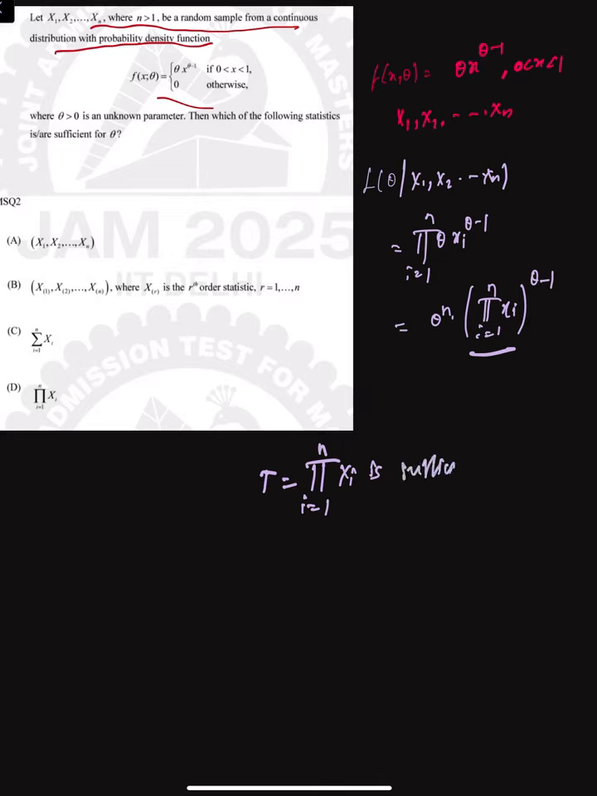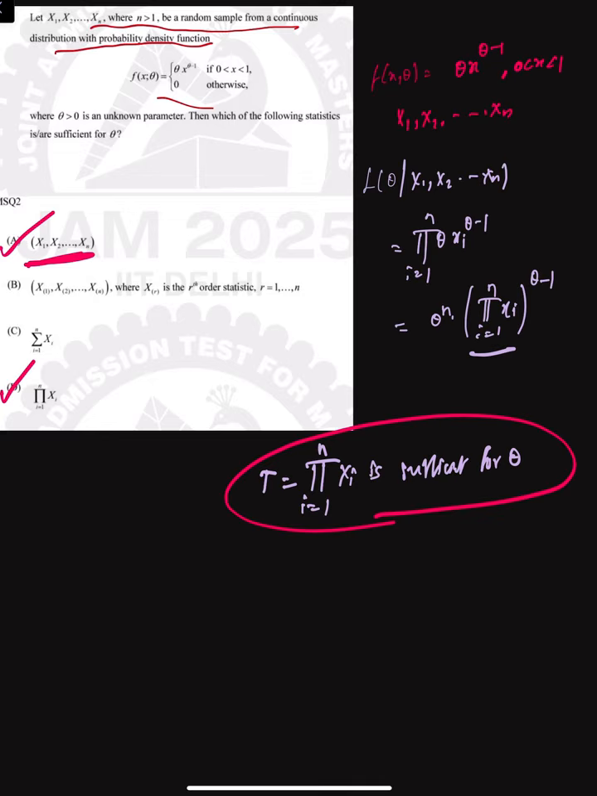If we consider the first option, it is trivially sufficient anytime. Option D is also correct because we have just seen. If we consider option C, this alone is not sufficient because the likelihood is dependent on the product, not the sum. And if we consider option B, the joint PDF depends on the same product and a combinatorial factor, because it is independent of theta.